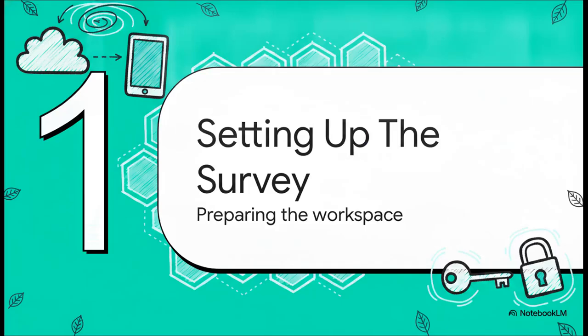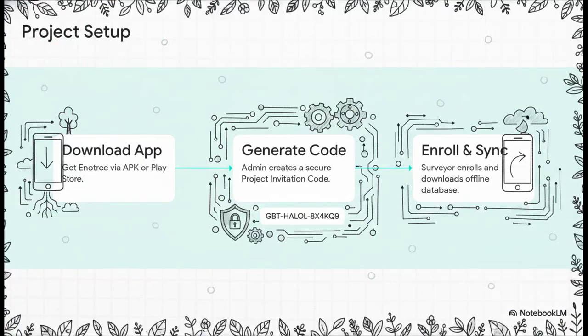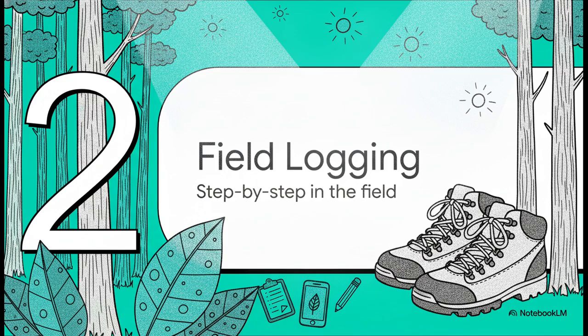All right, Section 1. Setting up the survey. So before anyone even sets foot in the woods, the team admin has to prep the digital workspace. And it's incredibly seamless. First, the surveyor just downloads the app via an APK or right from the Play Store. Meanwhile, the admin generates a highly secure invite code, something like GBT Hollow LOL 8X4Q9. The surveyor just punches that code in, enrolls, and instantly downloads the offline database. Boom, ready to go.